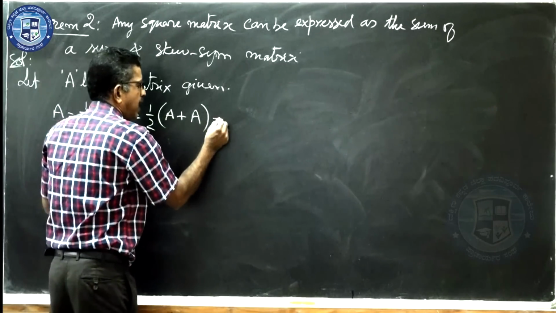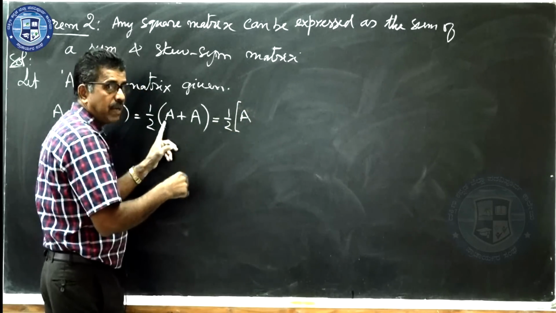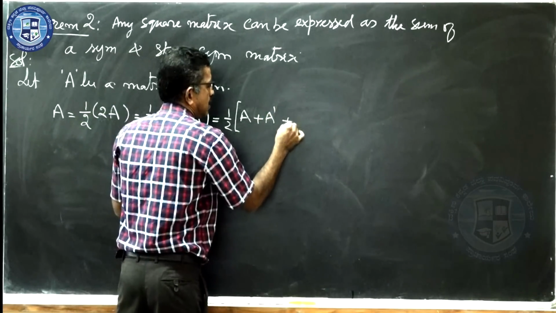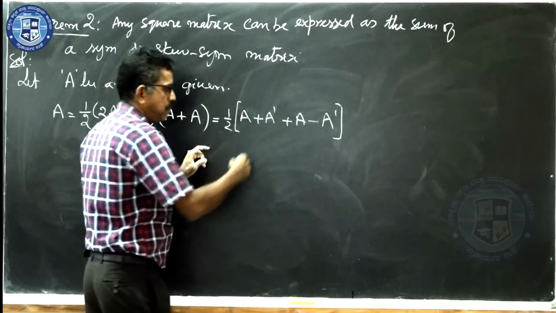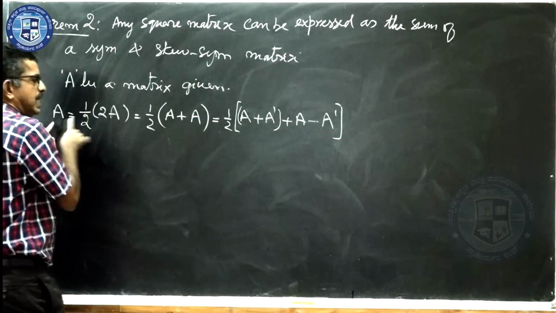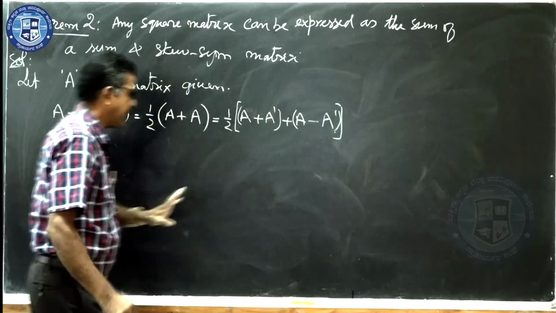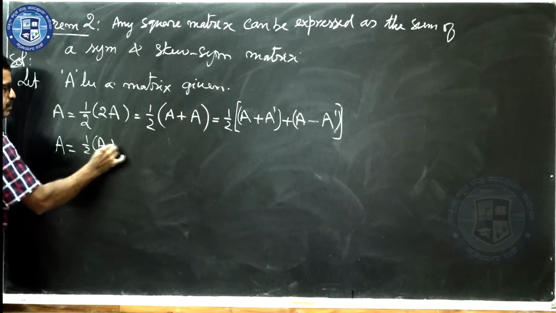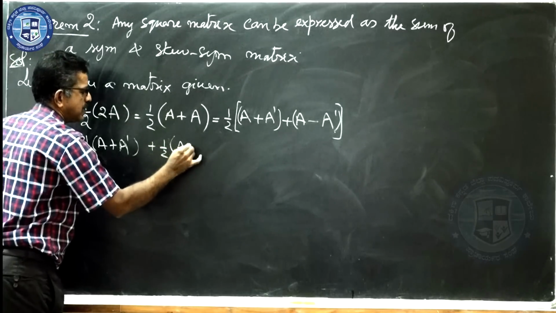Now, further to the same expression, let me add and subtract A dash, meaning transpose of A. First, let me add and then let me subtract, but please do not cancel it. So, you have the same A, it is half of A plus A dash plus A minus A dash. I will write once again, A is half of A plus A dash plus half of A minus A dash.